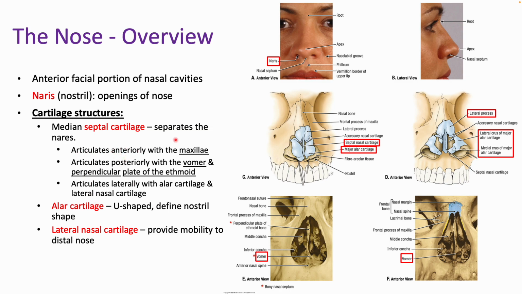So it's going to articulate anteriorly with the maxilla, so with bones as well. It's going to articulate posteriorly with the vomer. So remember, that's this bone right up here. And the perpendicular plate of the ethmoid bone. So we saw that in the previous slide. And it's also going to articulate laterally with alar cartilage. And that's going to be pictured kind of around here. And so what alar cartilage is, it's this U-shaped cartilage, which is going to define the shape of our nostrils. And that's where we get this kind of U-shape nostril.